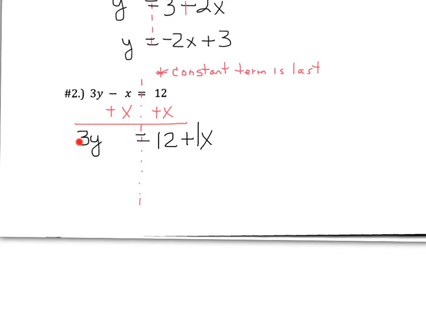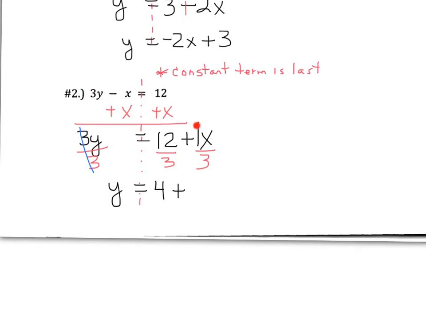We want y equals, so I have to get rid of the 3. To get rid of a multiplied 3, I'm going to divide by 3. And remember, you have to divide every term by 3. Every single term by 3. All right, here on the left, 3 divided by 3 is 1. You're left with y equals 12 divided by 3 is 4.